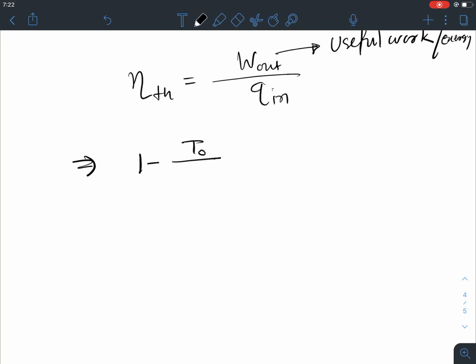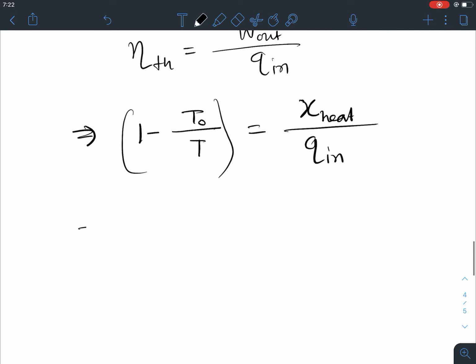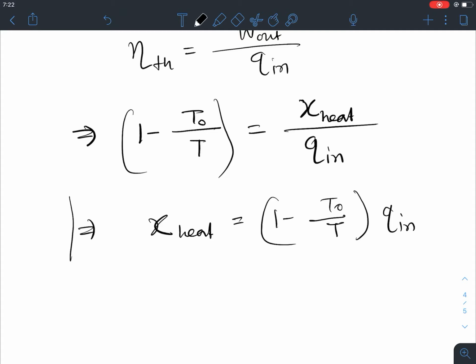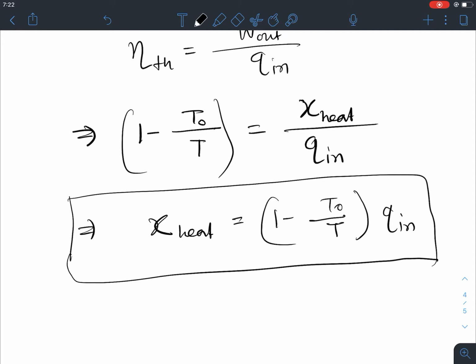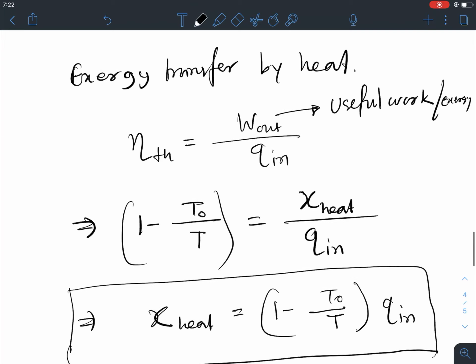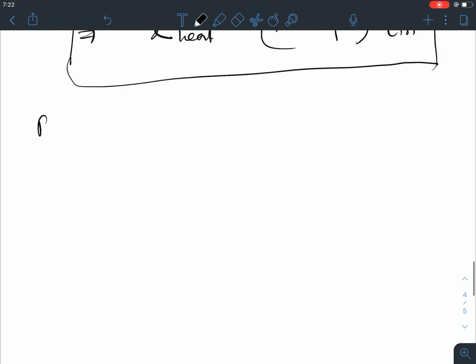Exergy. So now we can write this expression as 1 minus T naught divided by T, right? The efficiency expression, and the W useful, which is the exergy due to the heat, right? And this is the Q in. So that means we can write the exergy due to the heat, or reversible work or useful work due to the heat, represented by X heat, equals 1 minus T naught over T times Q in, right? So that's the expression of exergy due to the heat.